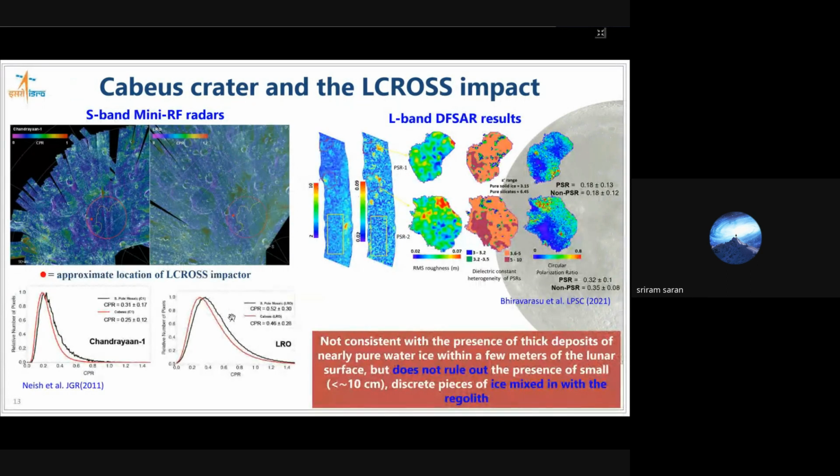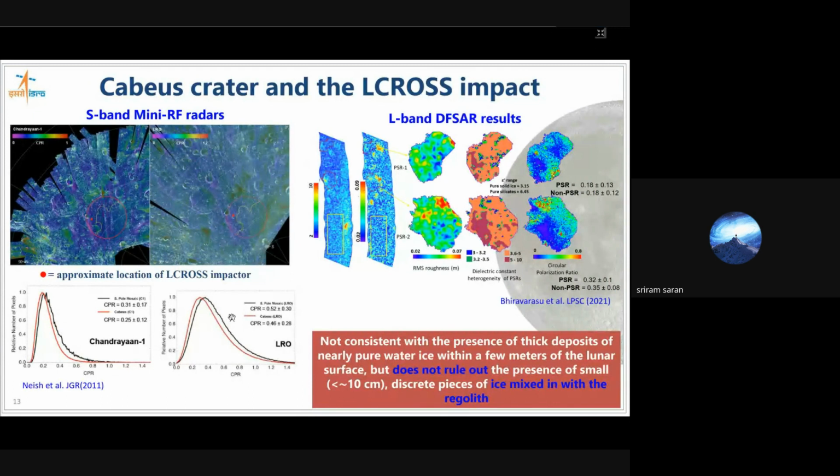Now, another interesting twist in the story is the Cabeus crater and the LCROSS impact. So the LRO mission had this experiment in which they dropped a Centaur rocket into the lunar South Pole region. So it crashed into a region on the floor of Cabeus crater, and using another shepherding spacecraft, they measured the plume and discovered several volatiles, including the presence of hydrogen, hydroxyl, as well as water.